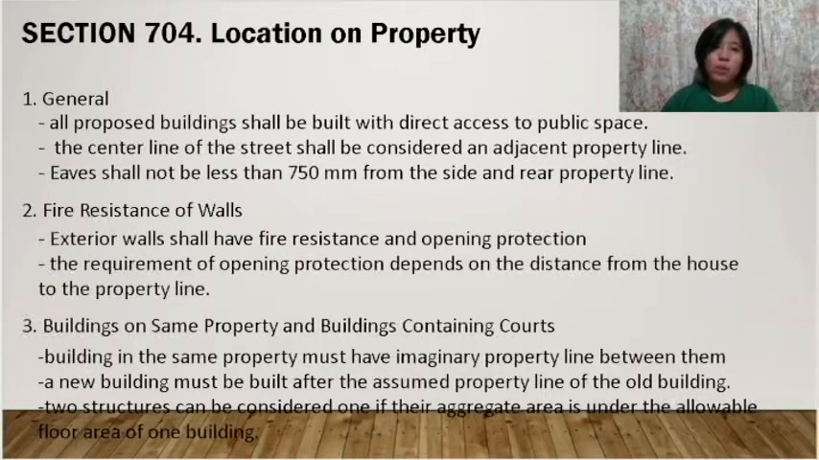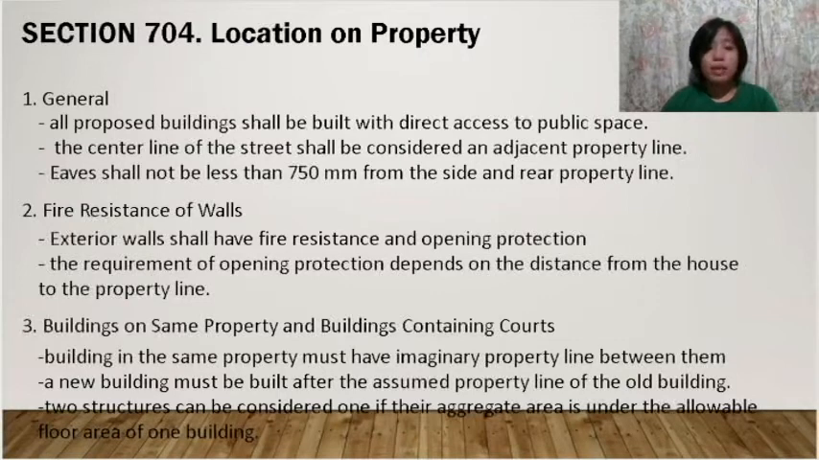Fire resistance of walls. Exterior walls shall have fire resistance and opening protection. The requirement of an opening protection depends on the distance from the house to the property line. Number three, buildings on the same property and buildings containing courts. Buildings in the same property must have an imaginary property line between them. So kung duha ka building sa isa ka property, dapat mo na siya property line kumbaga sa ilang tunga.